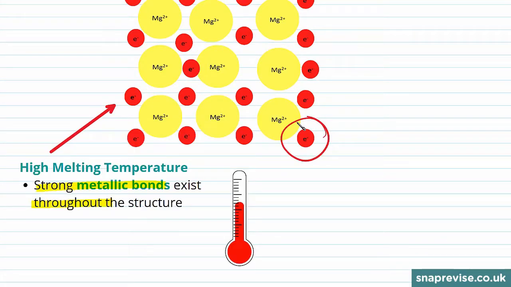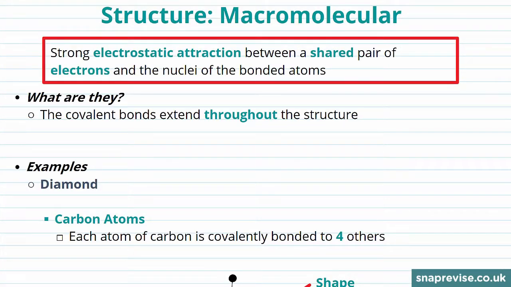Now, as we have these delocalized electrons throughout our structure, which are able to move, our metals are able to conduct electricity. If we then go ahead and have a look at our macromolecular structures.